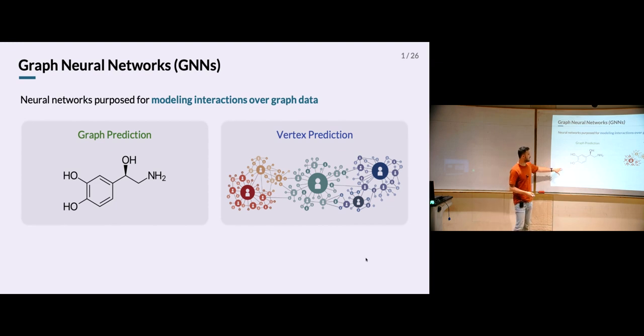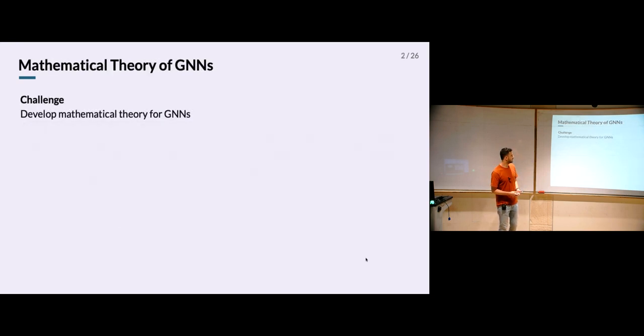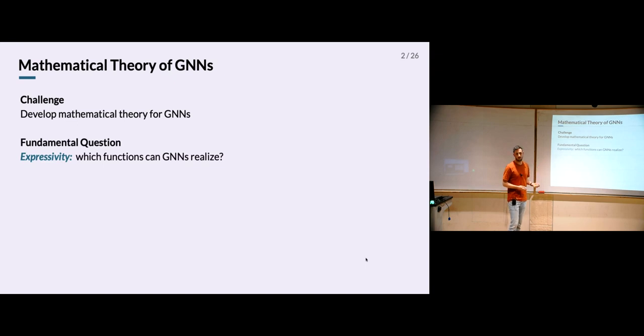So molecular data and social networks, these are two common applications, but besides them, in recent years, GNNs have been applied in really a wide array of domains, whether it's recommender systems or estimating the time of arrival in Google Maps, for example. And so there's a significant interest in developing a mathematical theory behind them, so we can better understand why they work and their limitations. And one of the fundamental questions that such a theory should address is expressivity. Okay, given a GNN architecture, which classes of functions can we realize?